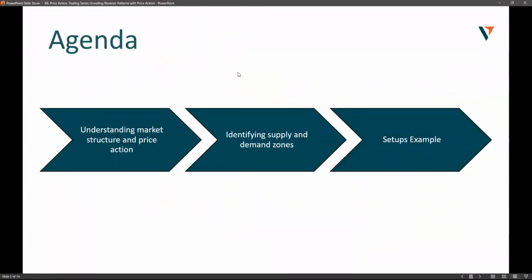So this is the agenda that we will be covering today. First, we will take a look at market structure and price action. We'll cover supply and demand areas briefly, given that today's focus is more on reversal patterns following entry into these zones. And of course, we'll hop onto our charts to take a look at a few examples.